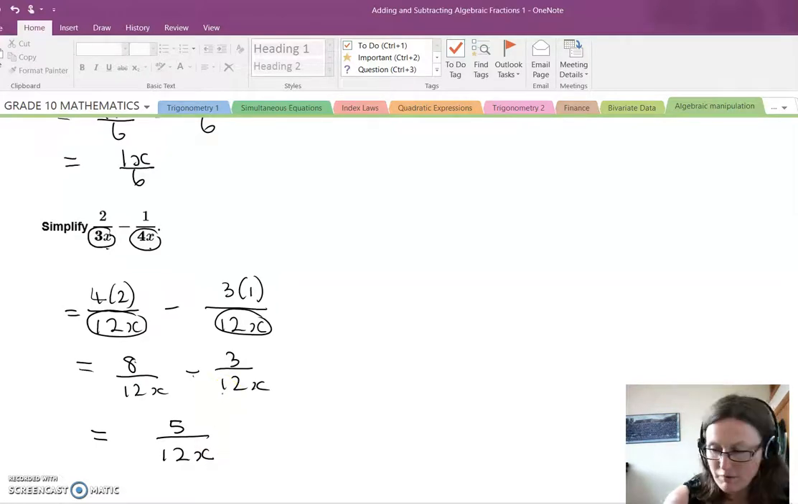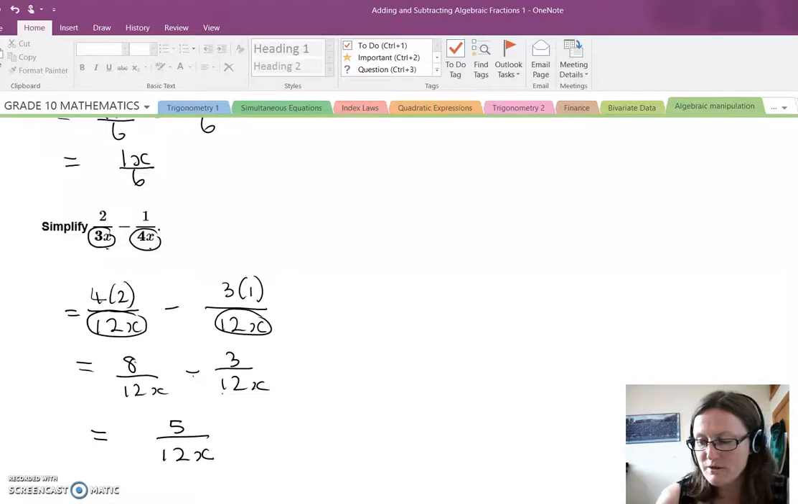So just remembering that, as with all fractions, algebraic fractions must have a common denominator if they are to be added or subtracted.